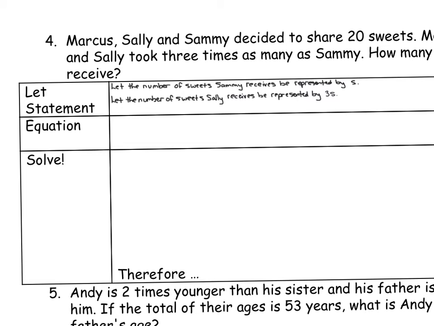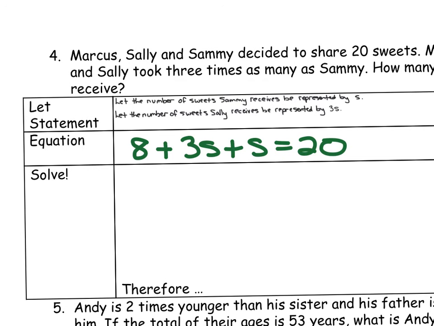So now remember that when they add all of them up, so Marcus and Sally and Sammy, when we add them all up, it equals 20. And we know that Marcus took 8, so that's all we have to write down for him. So 8 is Marcus, because we're going to do it in order of the question here. So we've got Marcus, Sally. Sally took 3 times as many as Sammy. And Sammy, so we're going to add them all together. So 8 plus 3S plus S is equal to 20. And now we can solve our equation.